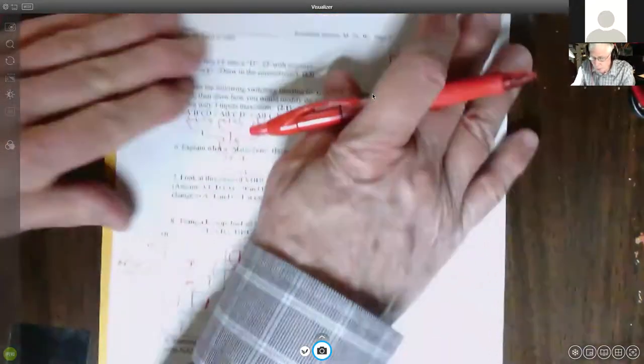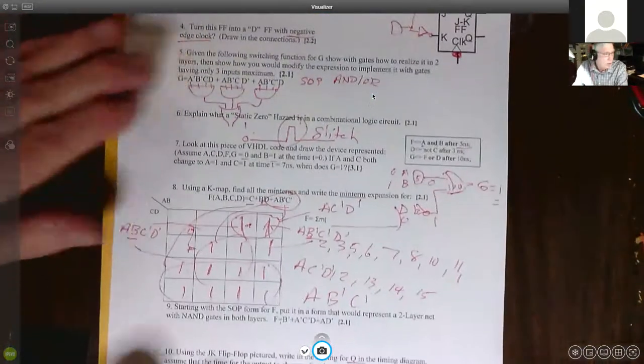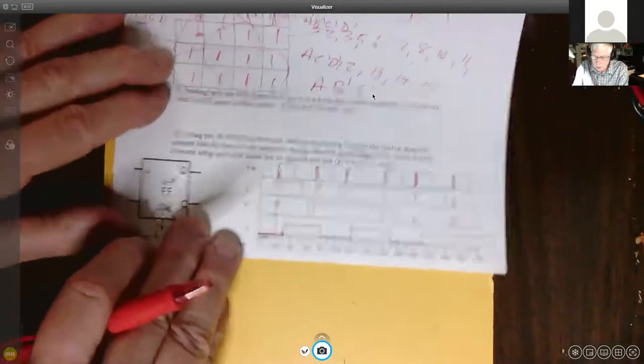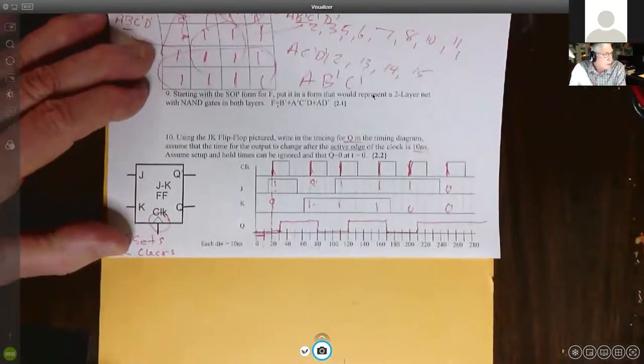Yes. Professor, can I see just number 10, just a little peek? I was doing it with you. Yeah. Okay, let's do that. I just want to make sure I have it right.